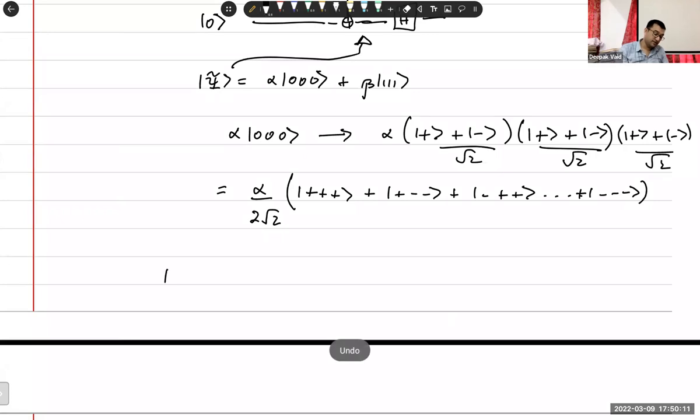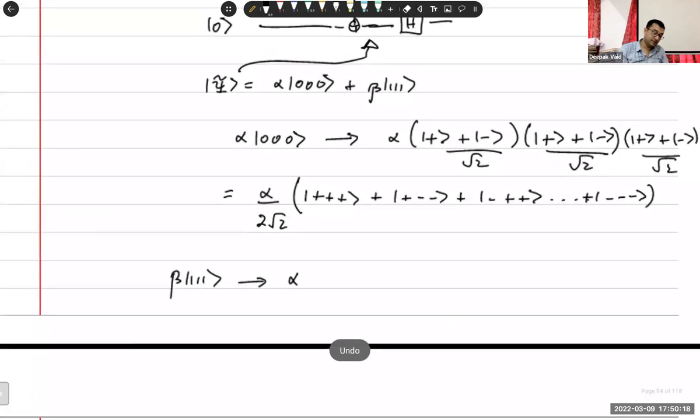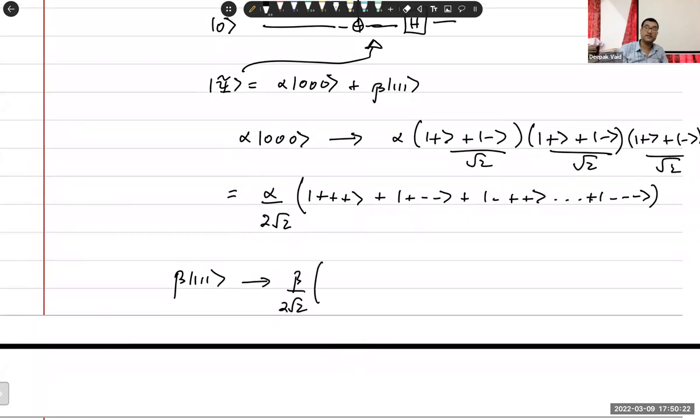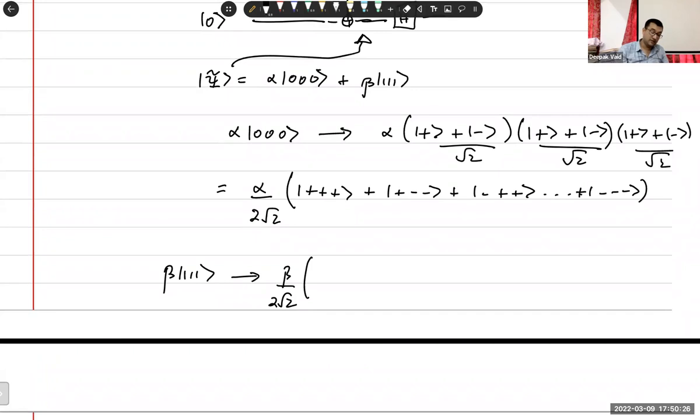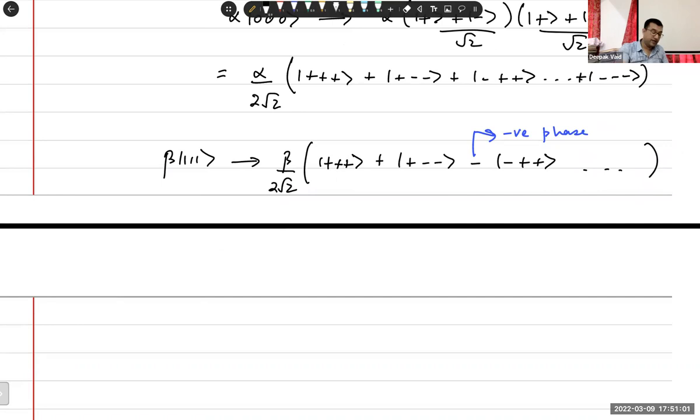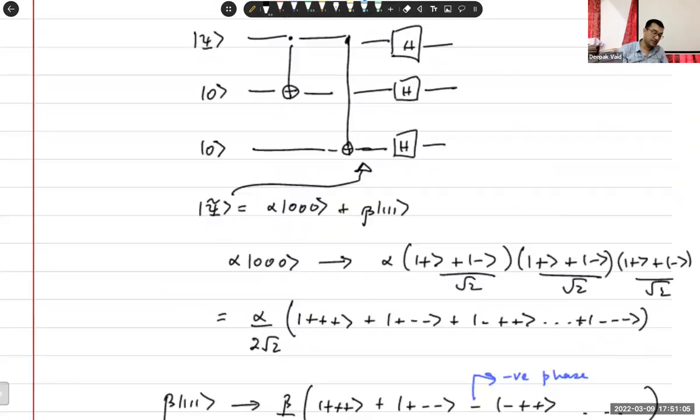What happens to the beta one? Exactly. You get alternating signs depending on the number of minus qubits. So you will get plus plus plus, plus plus minus, but then if you have one minus, you will get a negative phase, and so on. And again, we can define similar syndrome measurements for this.